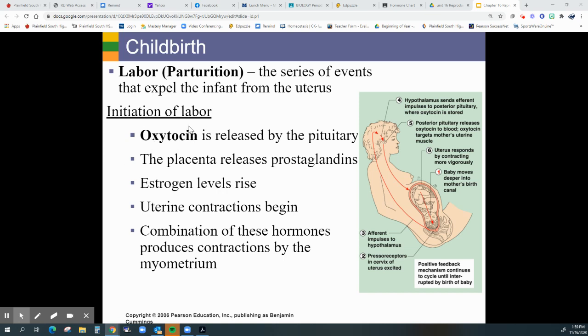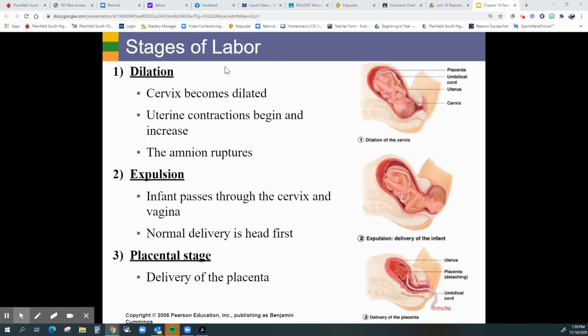So oxytocin is usually the main one. It's being released by the pituitary in response to the stretching of the uterus. And then the placenta is going to release its own hormone at this point in time, prostaglandins, which is going to cause a spike in estrogen levels and then continue to increase those uterine contractions. The combination of both of these hormones contracts that central layer of the uterus, the myometrium, that muscular layer, so that we start to get these contractions that hopefully will slowly start to expel this baby from the uterus.